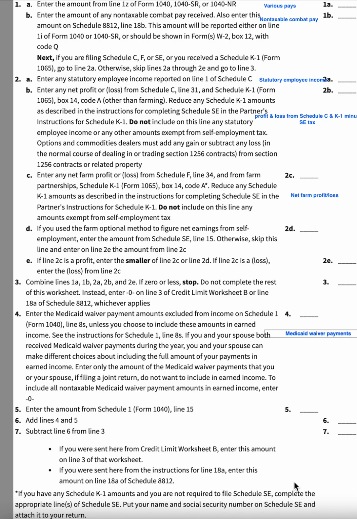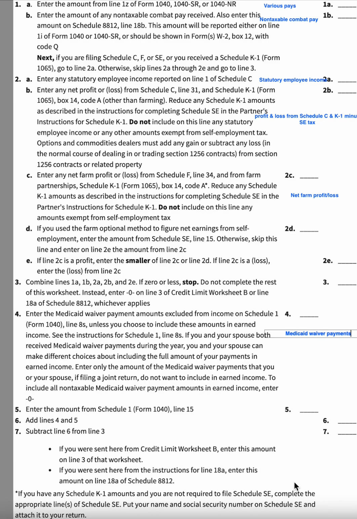In this video, we'll be going over the Earned Income Worksheet, which taxpayers will use if required while filing and completing Schedule 8812, which is used to claim the child tax credit, the additional child tax credit, and the credit for other dependents. Generally speaking, if it's required on either Worksheet B or in line 18A of the Schedule 8812 itself, you might be directed to this section.